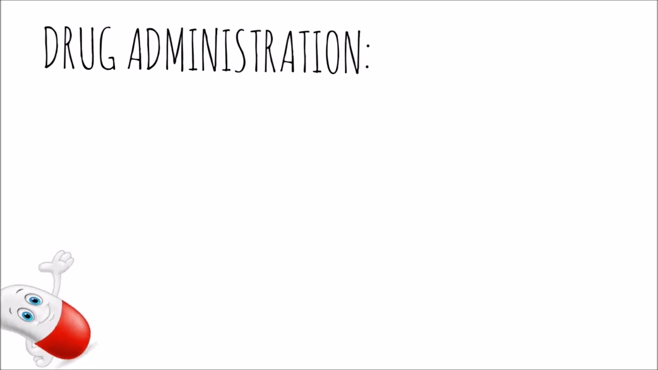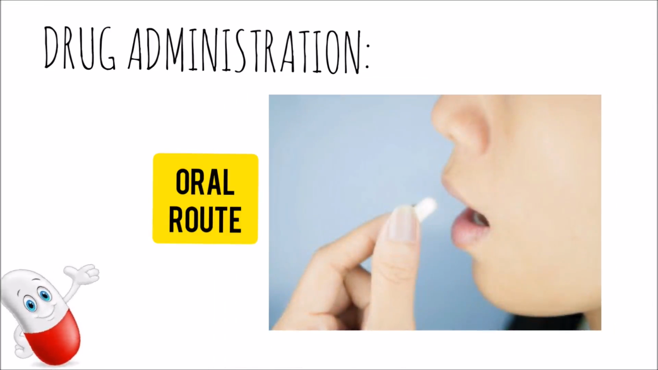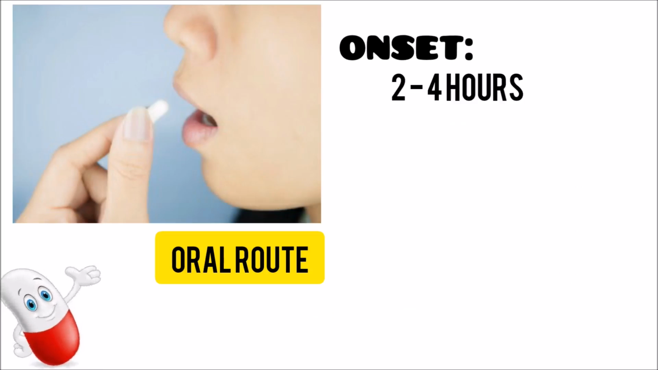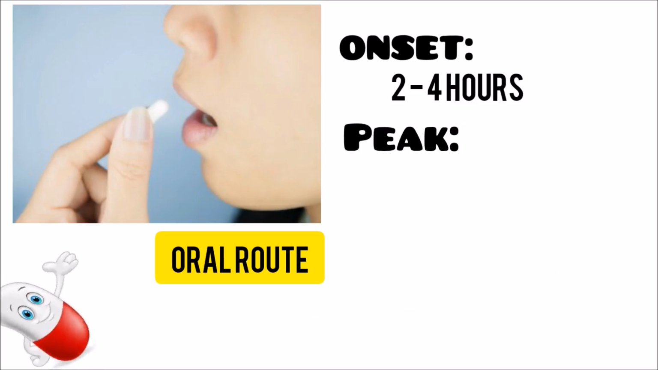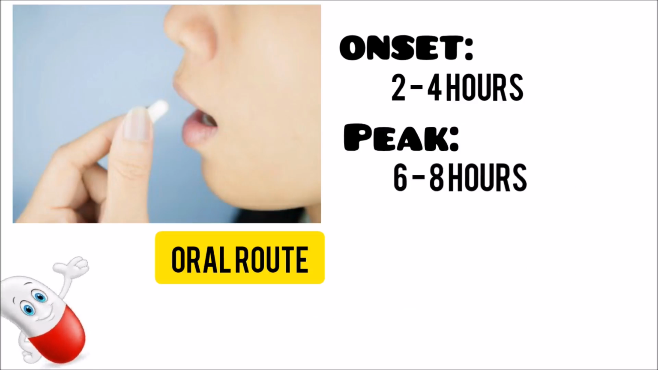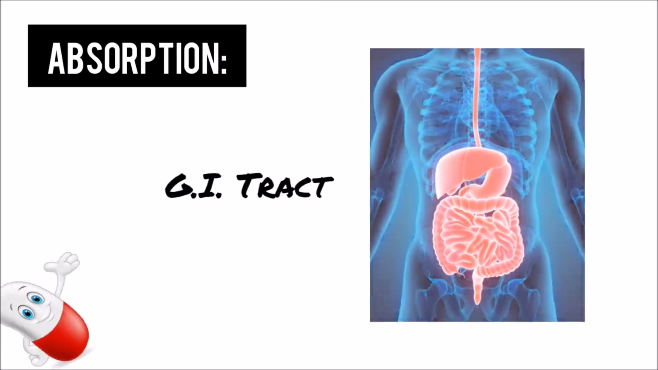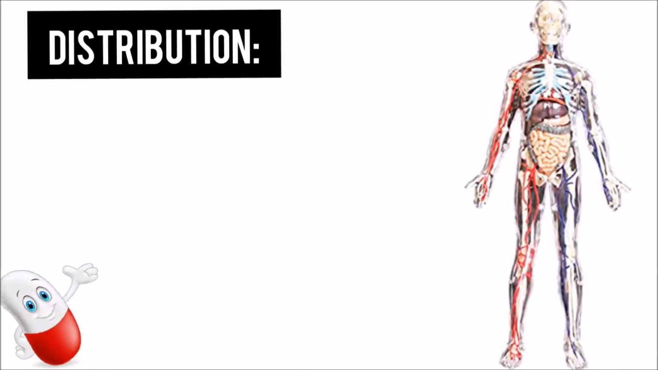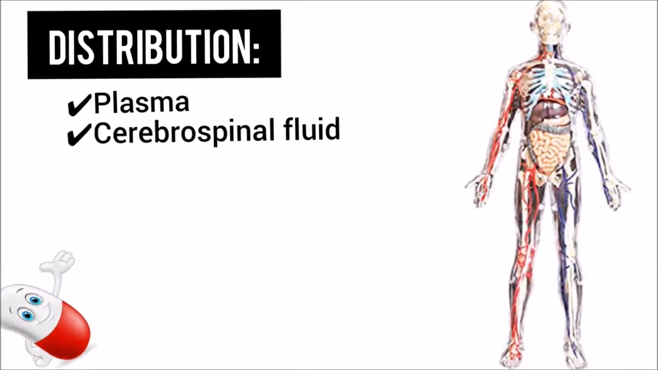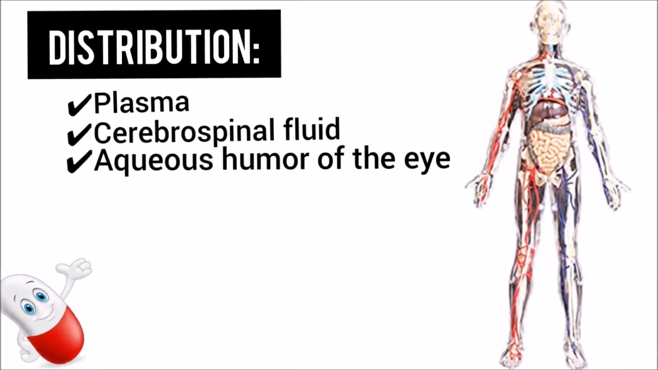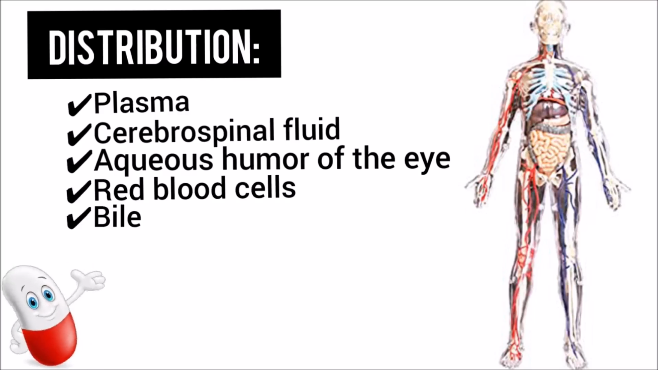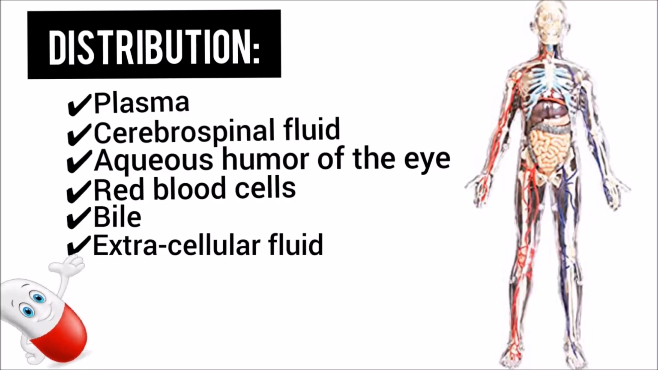I am administered through the oral route, and my onset is within 2 to 4 hours. My peak is within 6 to 8 hours, and my duration is within 10 to 18 hours. I am absorbed in the GI tract, and I am distributed throughout the body, including the plasma, cerebrospinal fluid, aqueous humor of the eye, red blood cells, bile, and extracellular fluid.